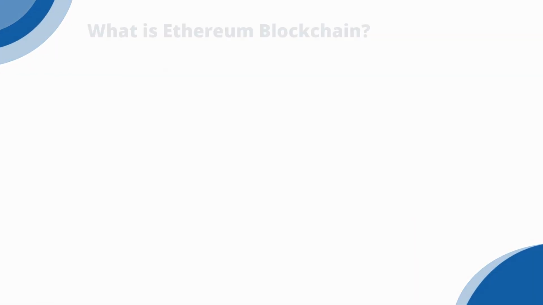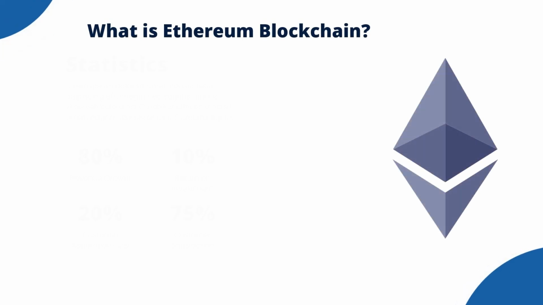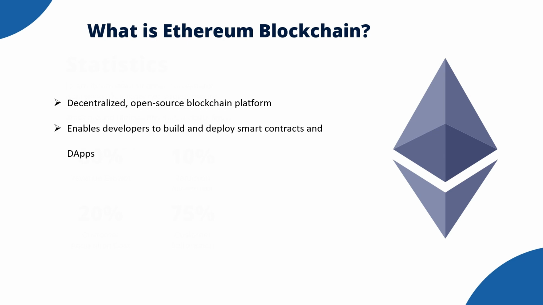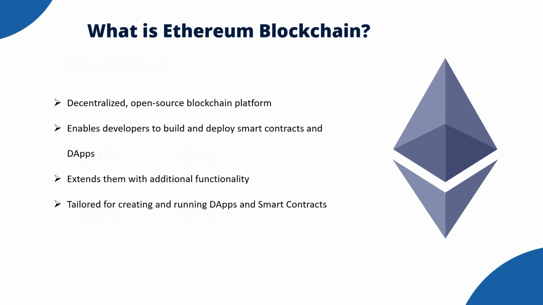Now let's see what the Ethereum Blockchain is. The Ethereum Blockchain is a decentralized, open source blockchain platform that enables developers to build and deploy smart contracts and decentralized applications, that is, dApps. Ethereum takes the foundational principles of blockchain and extends them with additional functionality specifically tailored for creating and running decentralized applications and smart contracts. Let's see how Ethereum blockchain builds and differentiates itself from general blockchain technology.